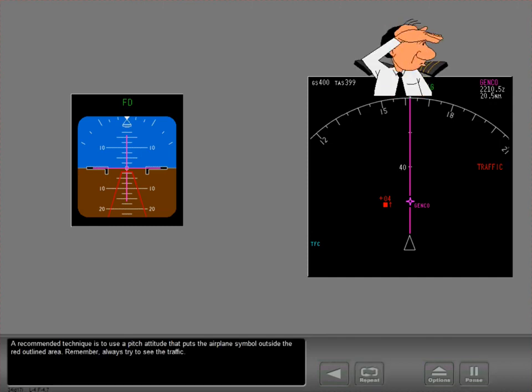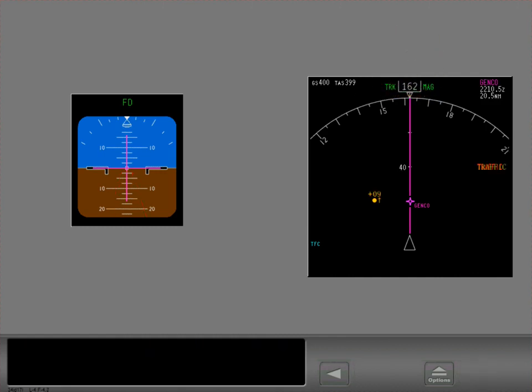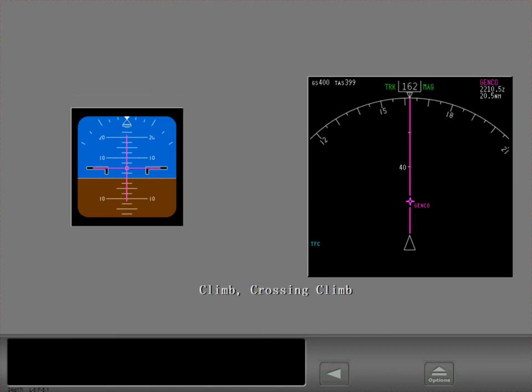A recommended technique is to use a pitch attitude that puts the airplane symbol outside the red outlined area. Remember, always try to see the traffic. Clear of conflict. When traffic separation increases, TCAS cancels the RA. The traffic symbol changes to a TA. Go back to the assigned altitude and engage the autopilot.